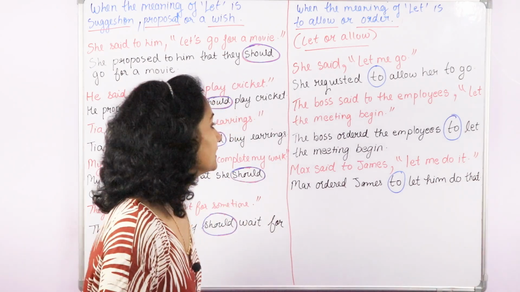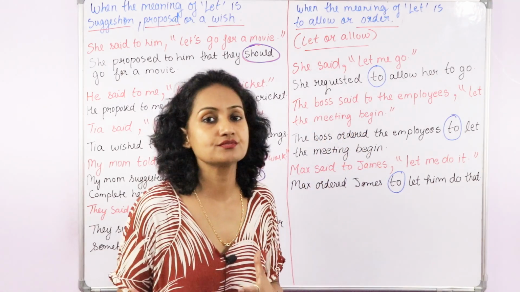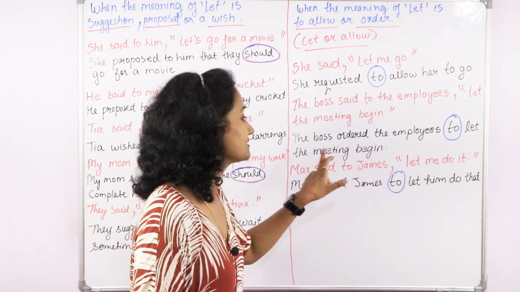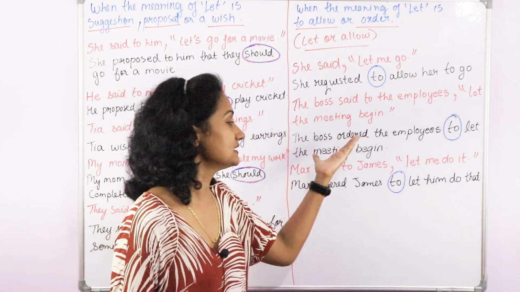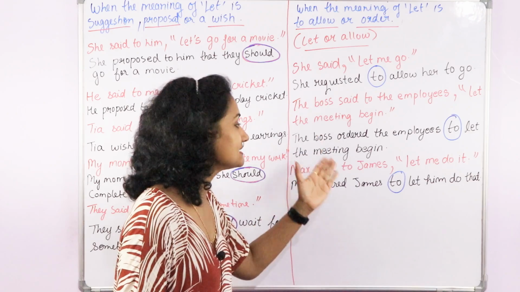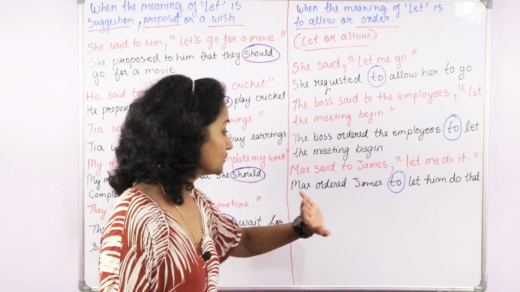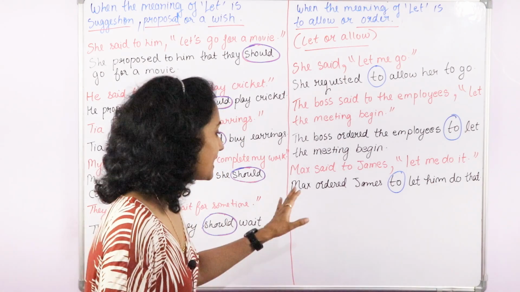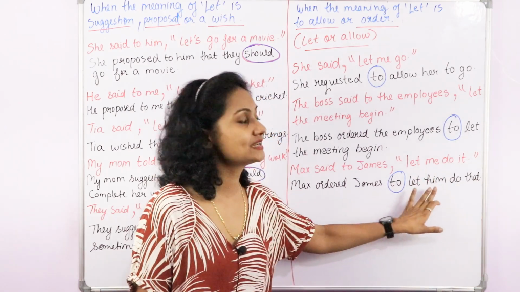To let her go. Now next is, the boss said to the employees, let the meeting begin. So it is kind of an order. The boss ordered the employees to let the meeting begin. Here you are not going to use allow, because we use allow when it's a request. Here it's an order, so you will use let. The boss ordered the employees to let the meeting begin. Max said to James, let me do it. So here again it sounds like an order. So Max ordered James to let him do that.